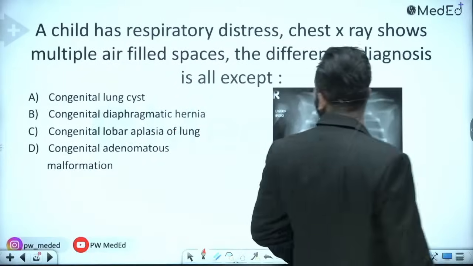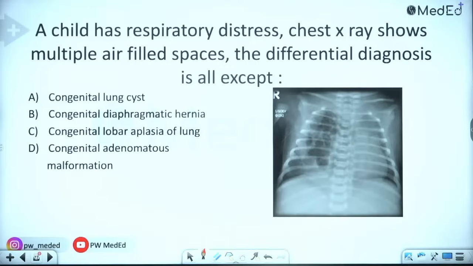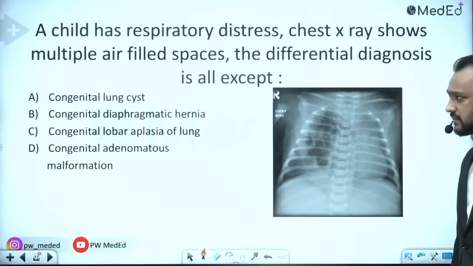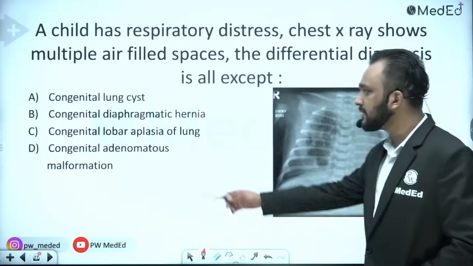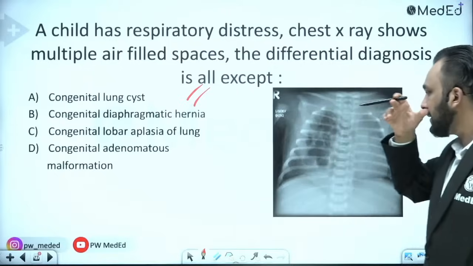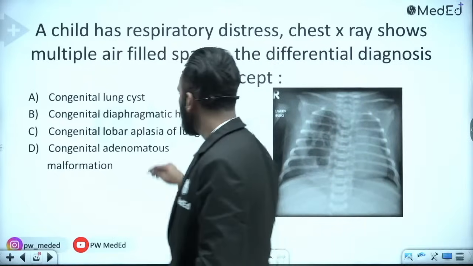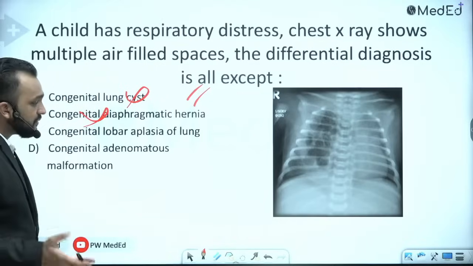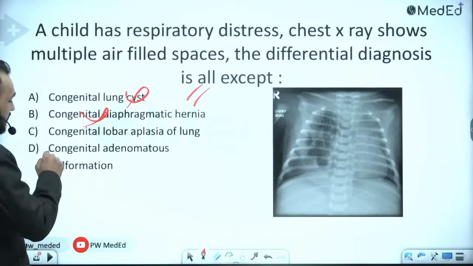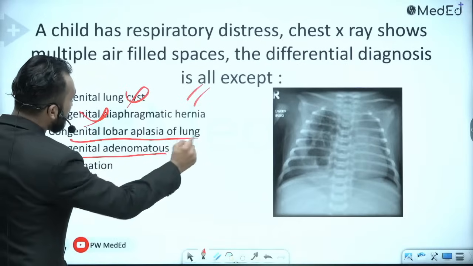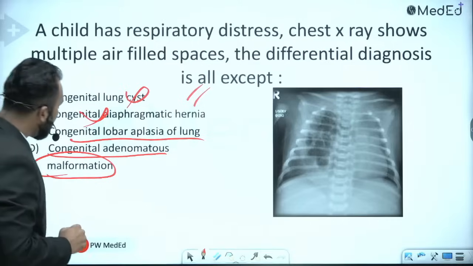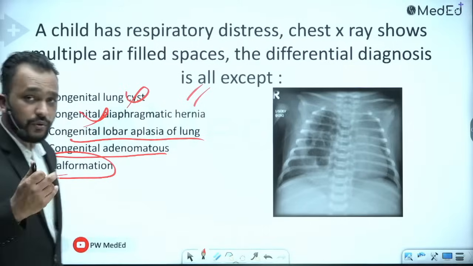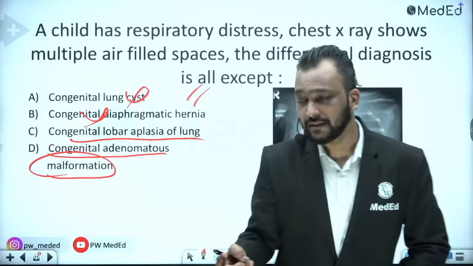So a child has respiratory distress. Chest X-ray shows multiple air-filled spaces. The differential diagnosis is all except. So this is again a common sense question. Congenital lung cyst will have air-filled spaces, so this is out. Congenital diaphragmatic hernia will have bowel loops, and bowel loops will have air spaces. This is again out. Now we have two options left: congenital lobar aplasia of the lung and congenital adenomatous malformation. So out of the two, what do you think will be the answer?